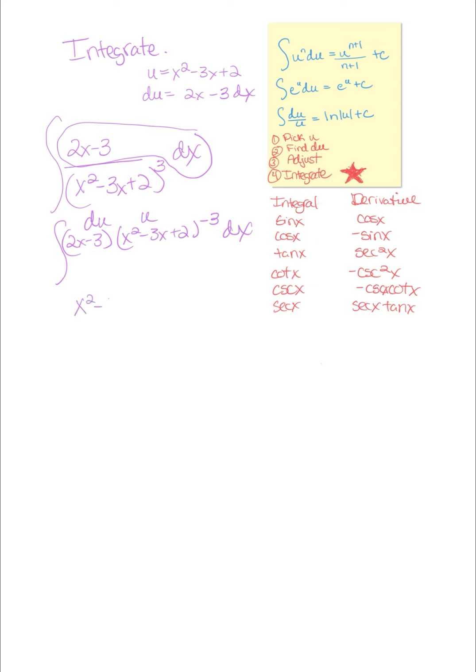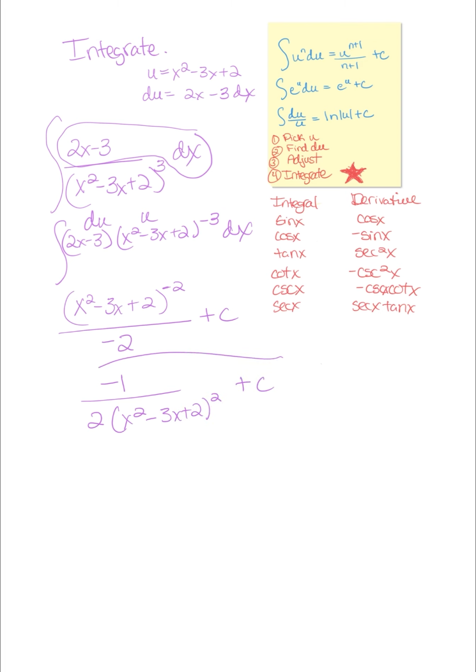So we are integrating x squared minus 3x plus 2 to the negative third. So we are integrating that power, which is negative 3. So add 1 to the power, that's negative 2. Divide by that power, add a constant of integration, then we're going to make it look pretty. Negative 1 over 2 times x squared minus 3x plus 2 to the 2 plus c. And that is our integral.